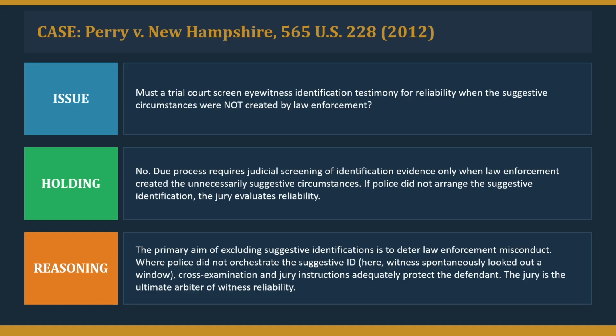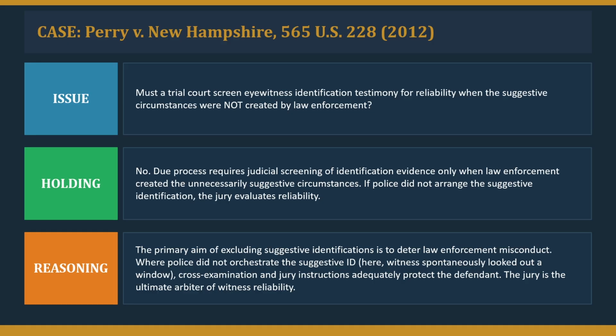The Supreme Court disagreed. Justice Ginsburg, writing for the majority, held that the due process reliability screening only applies when law enforcement has itself created the unnecessarily suggestive circumstances. Where the police did not arrange the suggestive situation, where the suggestiveness arose from the circumstances rather than from any police misconduct or design, due process does not require a pretrial reliability hearing.